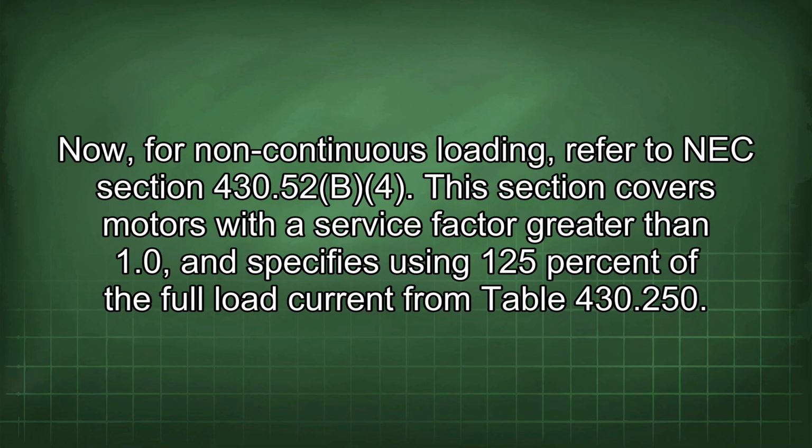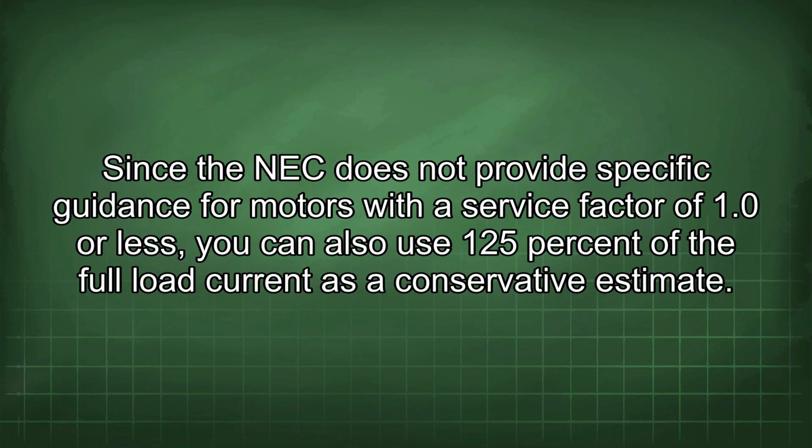Now, for non-continuous loading, refer to NEC section 430.52(b)(4). This section covers motors with a service factor greater than 1.0 and specifies using 125% of the full load current from table 430.250. Since the NEC does not provide specific guidance for motors with a service factor of 1.0 or less, you can also use 125% of the full load current as a conservative estimate.